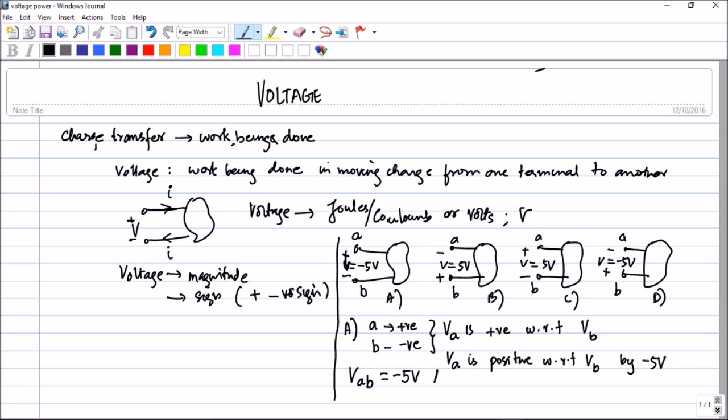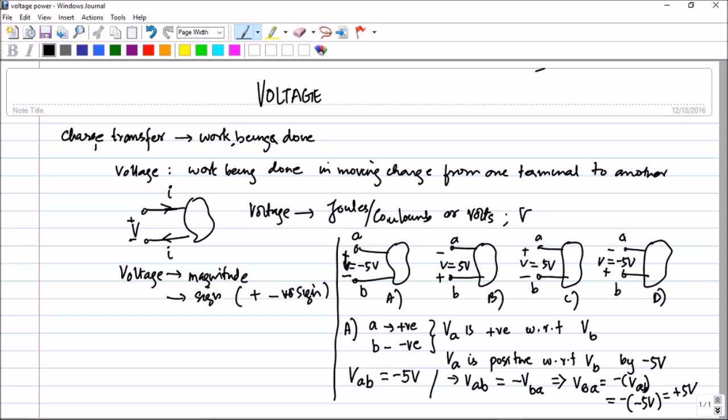So let me put that also here. VAB is actually equal to minus VBA. So in this case, VBA will be equal to minus VAB, and that is equal to minus of minus 5 volt, and it is equal to plus 5 volt. So in this case, actually, I don't want to emphasize this too much because people might get confused here.